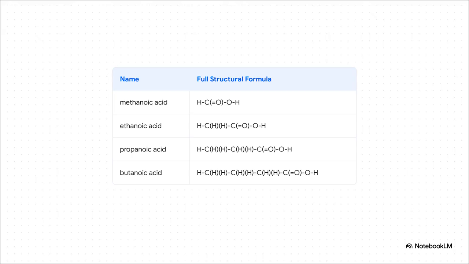The naming pattern here ends in "oic acid." But check this out. Ethanol, our 2-carbon alcohol, oxidizes to become ethanoic acid, the 2-carbon acid. Propanol becomes propanoic acid. The family name changes, but the carbon count, that first part of the name, it stays exactly the same. How cool is that?